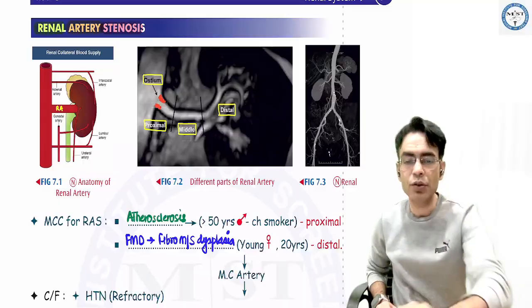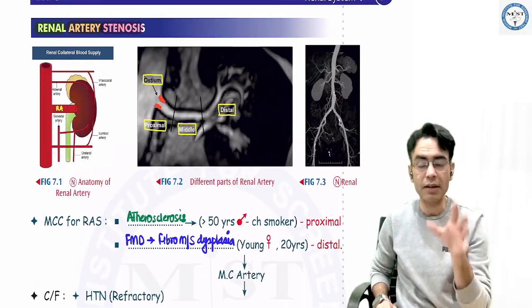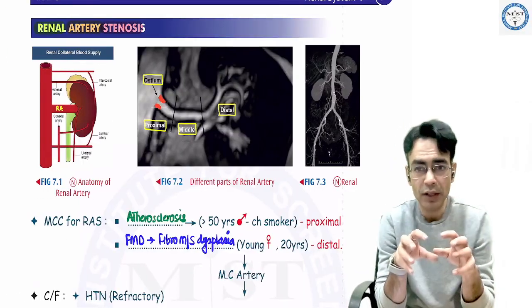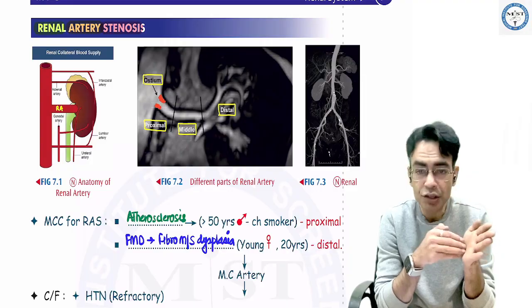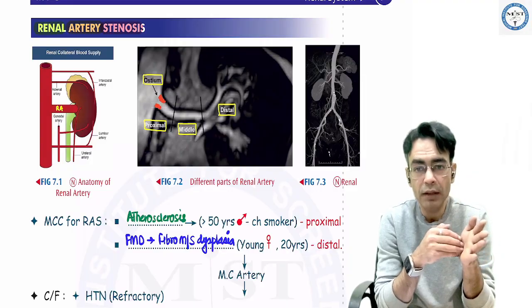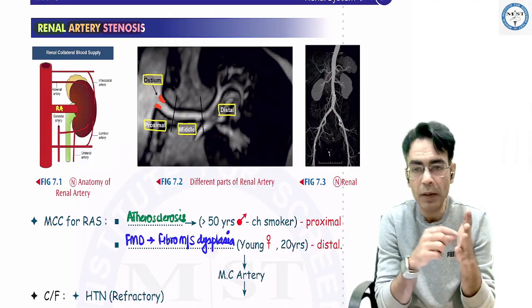Then you have renal artery stenosis. Renal artery stenosis के अंदर renal artery is getting stenosed. There are three parts of the renal artery: the ostium, the opening of the renal artery, the proximal part, then the middle part and distal part.